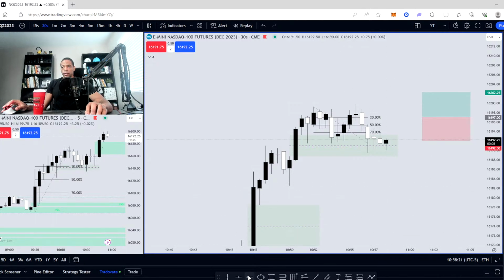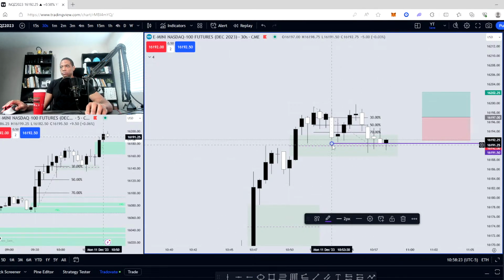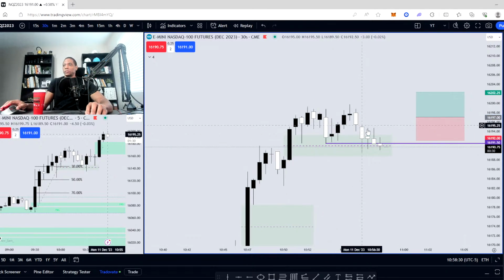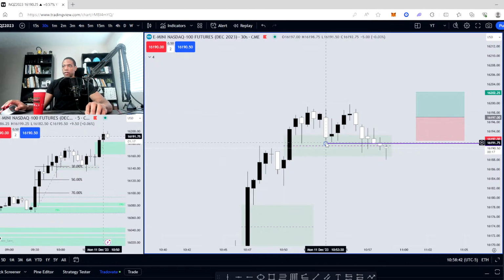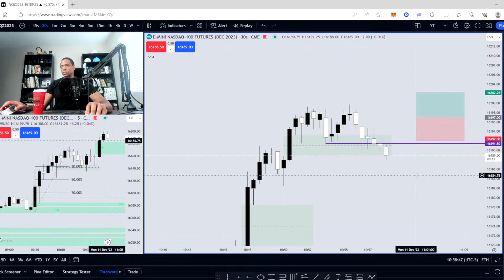We do actually have another setup. This low was... just remove this. We have the high that was made that triggered us into the last setup. Then as price retraced down, we had a low swept. And now if we have a push upwards again, then we could have another setup.